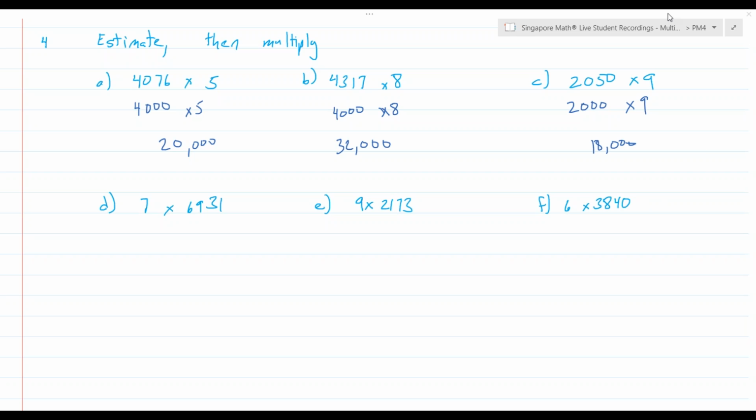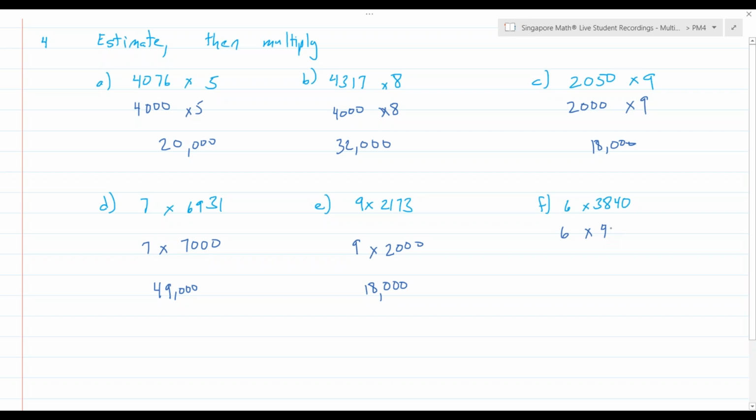So that's an estimation for that answer. It doesn't matter which number's first. 7 times 6,931. You can see that 6,931 is closer to 7,000. 7 times 7,000 is 49,000. Again, you see how much faster it is if you know the multiplication. 7 times 7 is 49, so 7 times 7,000 is 49,000. 9 times 2,000 is 18,000. These are very quick if you go to the nearest thousand.